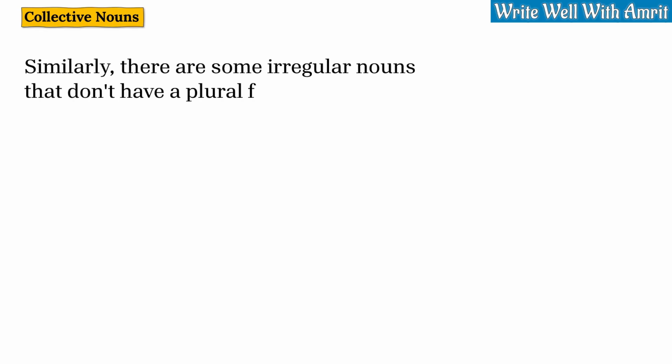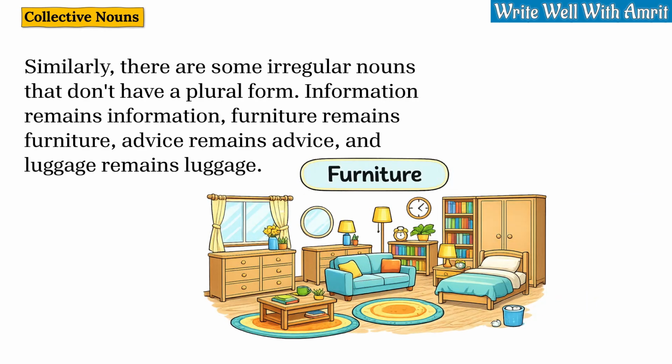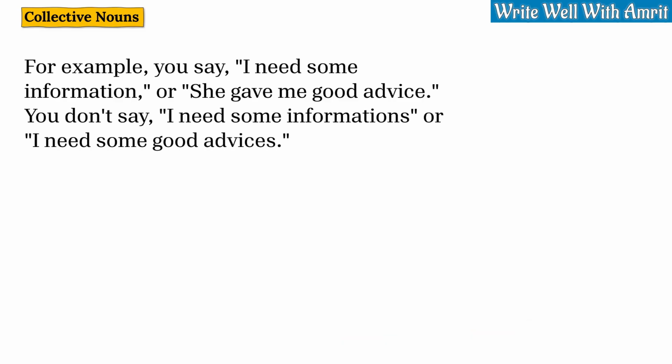Similarly, there are some irregular nouns that don't have a plural form. Information remains information, furniture remains furniture, advice remains advice, and luggage remains luggage. For example, you say, I need some information, or she gave me good advice. You don't say, I need some informations, or I need some good advices.